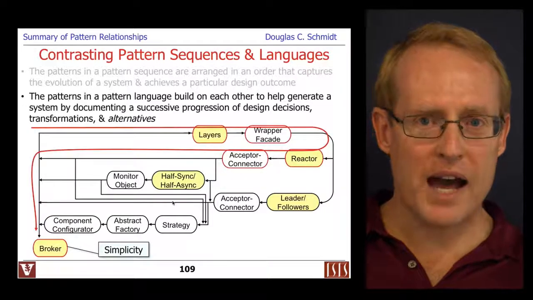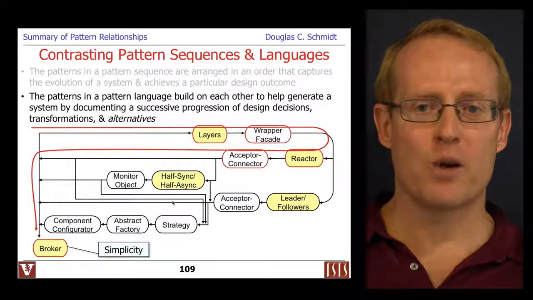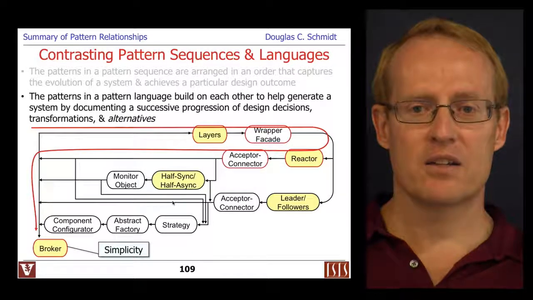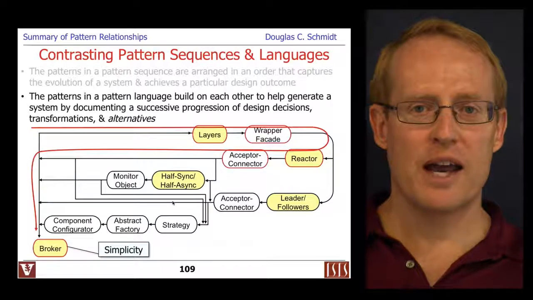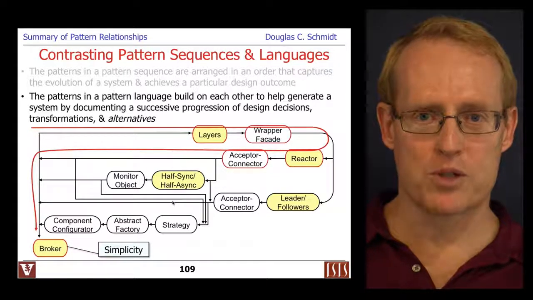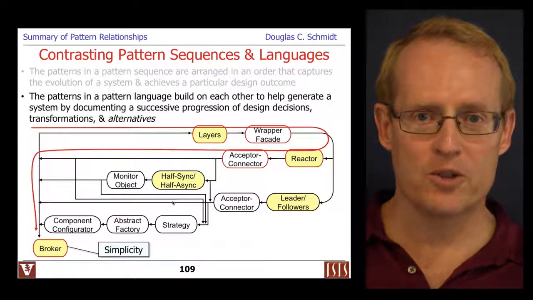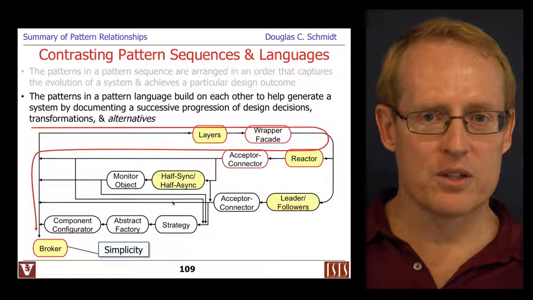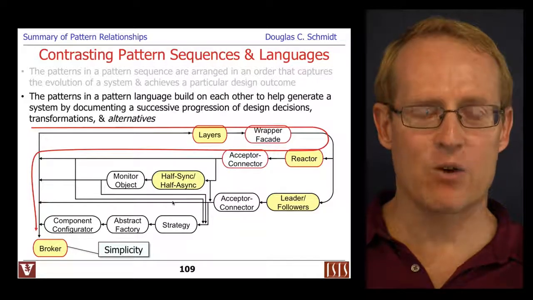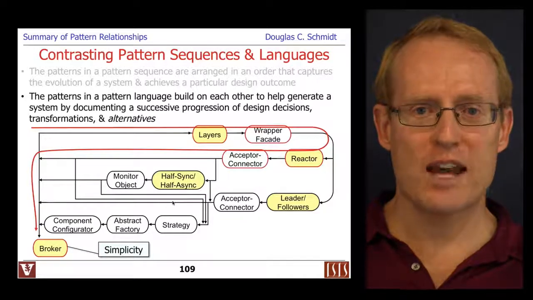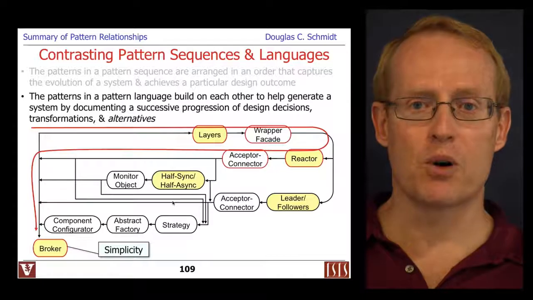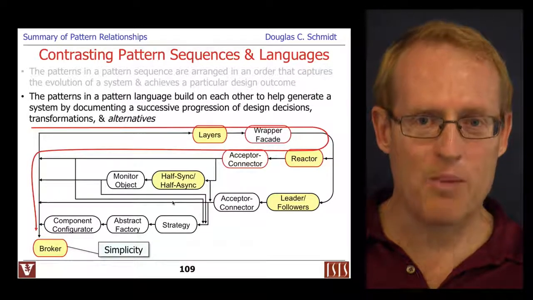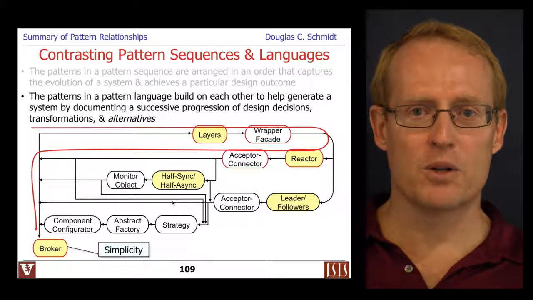Here's one path through the pattern language. This path goes through layers, wrapper facade, reactor, and acceptor connector. And it provides a very simple Broker solution where there's only one thread of control, and it doesn't provide any way to be able to parameterize or modify or extend various strategies used to implement other parts of the Broker. So you would use this particular path through our pattern language if you're trying to write a very simple Broker application.